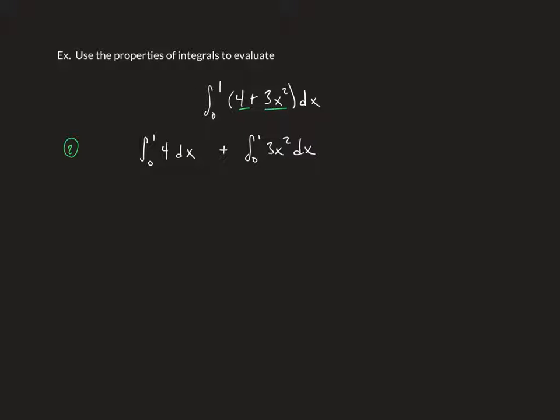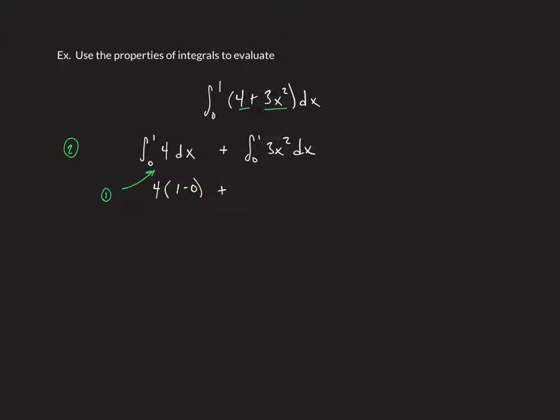Property 1 is going to make evaluating this first component very easy. So I'm going to use property 1 on this integral because this is just a constant, and yesterday we said that the integral of a constant value is equivalent to that constant times the difference in the interval. So that's that first component evaluated, and we just used property 1 to do that.